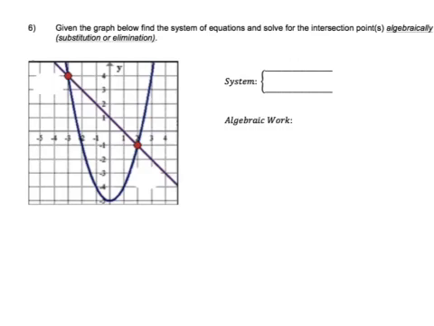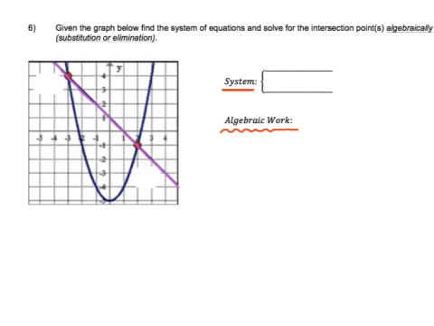Next is number 6. With number 6, we have an already graphed system of equations, and so we need to write the system and show that we wrote the system correctly using an algebraic method of solving, which is using either substitution or elimination. When we write our system, start with the easy stuff. Start with writing the equation of your line, because we've done this a lot. So we can write a line.